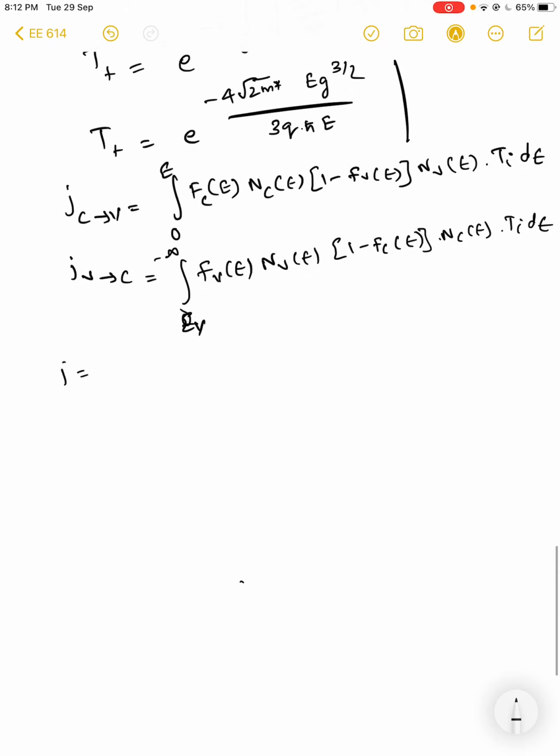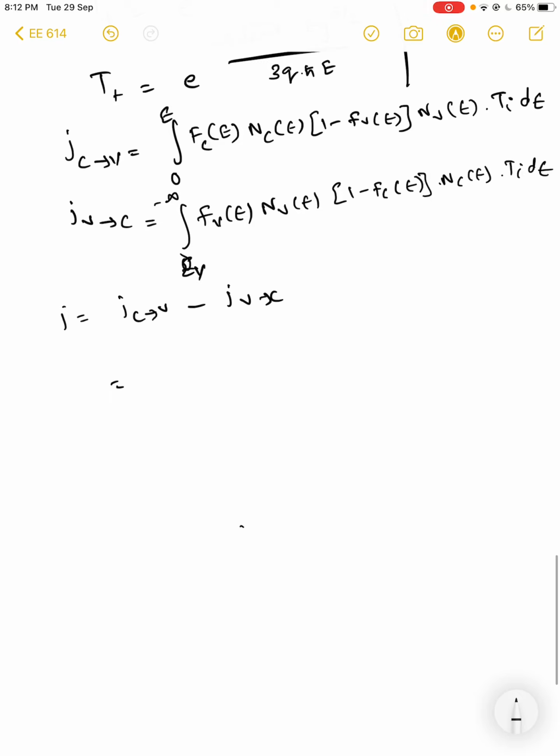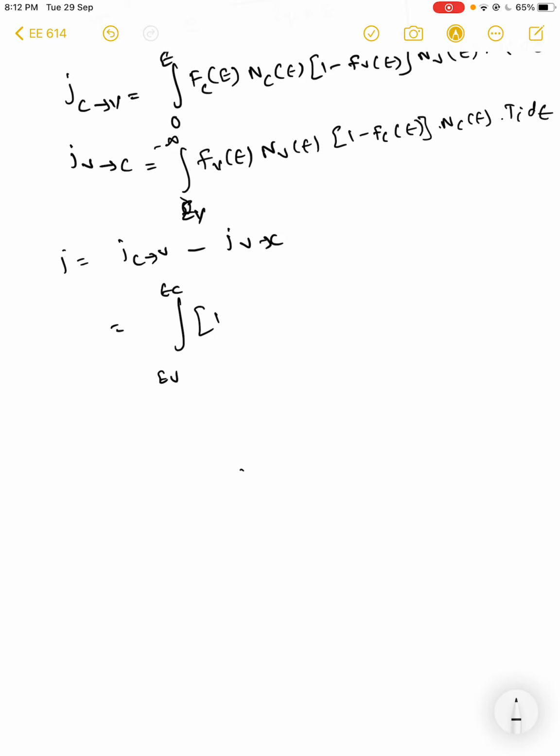The total current is J C to V minus J V to C, and which will give you integral EV to EC FC of E minus FV of E, T, NC of E, NV of E, dE.